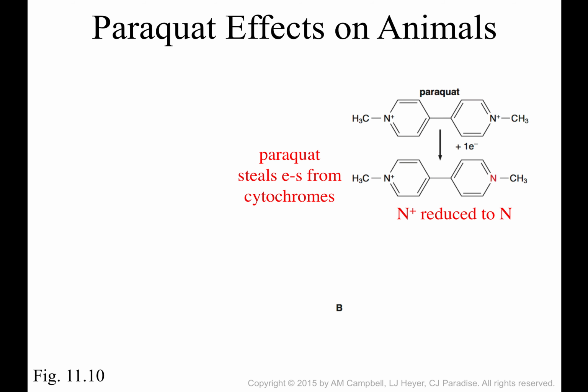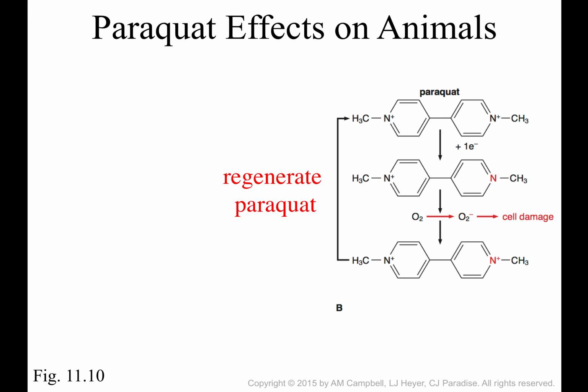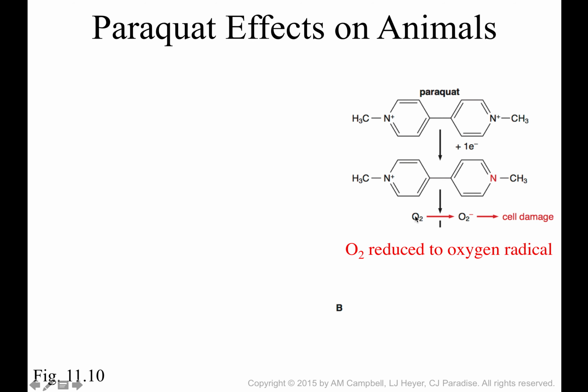In animals, paraquat steals electrons from the cytochromes. So the cytochromes are the electron carriers in the electron transport chain stage 4, and they get passed down an energy gradient with oxygen as the terminal electron acceptor. It steals those electrons. So if you steal those electrons, you don't make ATP, and that will cause the unbound oxygen here to be reduced to an oxygen radical.